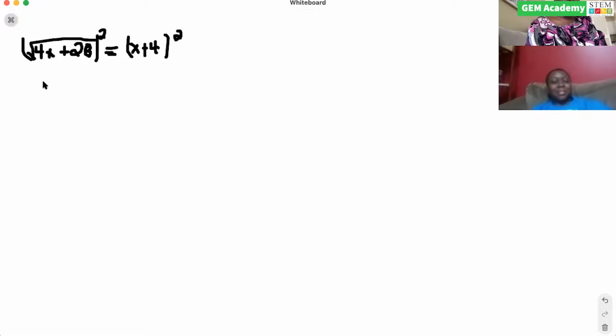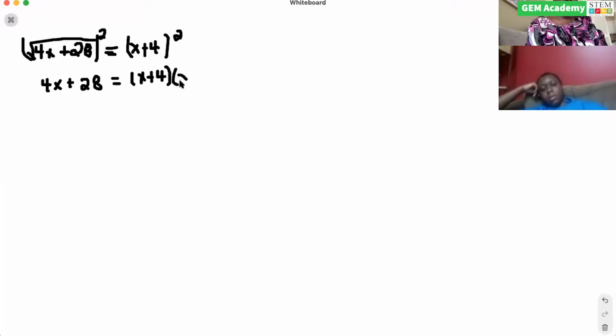Now this is just going to be 4x plus 28, because the square gets rid of the square root. That's the first step. It's really not hard at all. Then you do the math on this side. You do your FOIL, x plus 4 times x plus 4, because that's what x plus 4 squared is equal to.